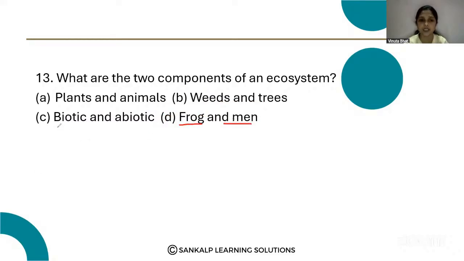Here, on a large scale, you have to consider biotic components. It includes plants, animals, weeds, trees, frogs, men, everything, right? Biotic components means all the living organisms, and abiotic components means temperature or solar radiation. These are all the abiotic components of the ecosystem. So here, option C, biotic and abiotic components.